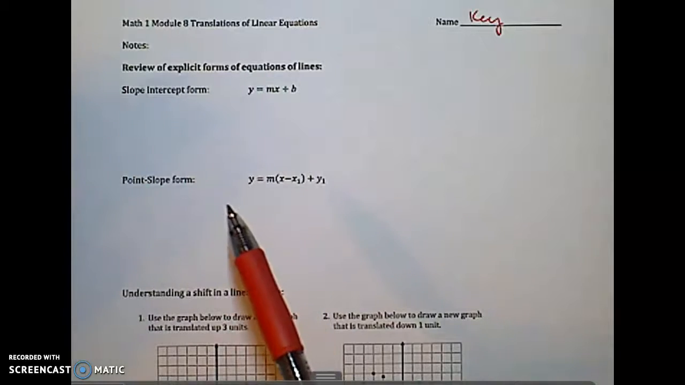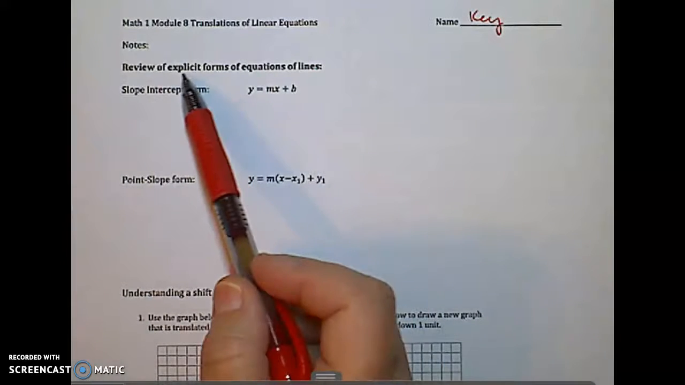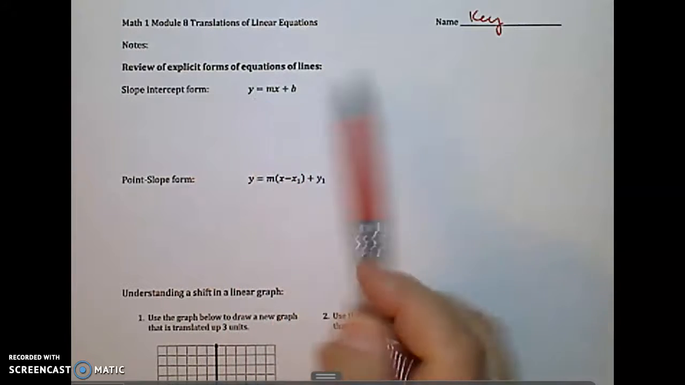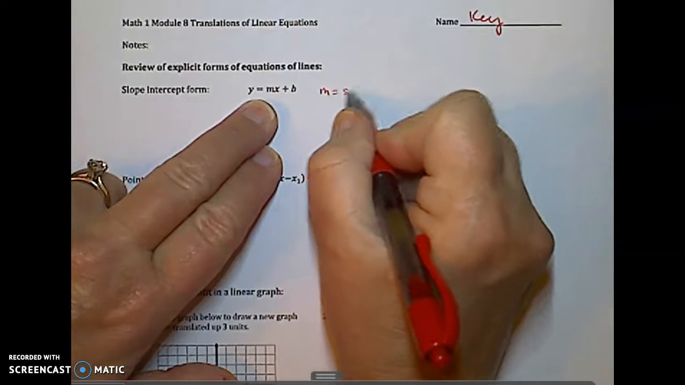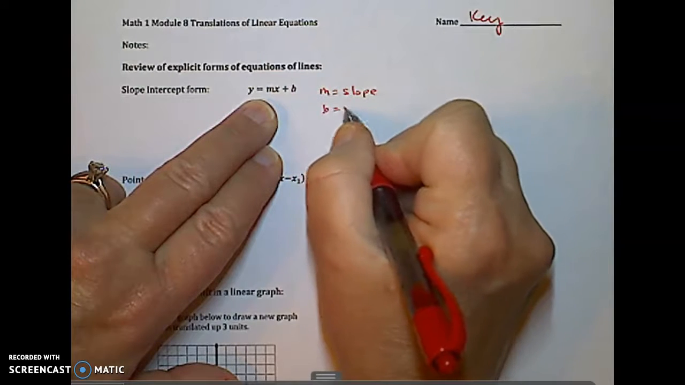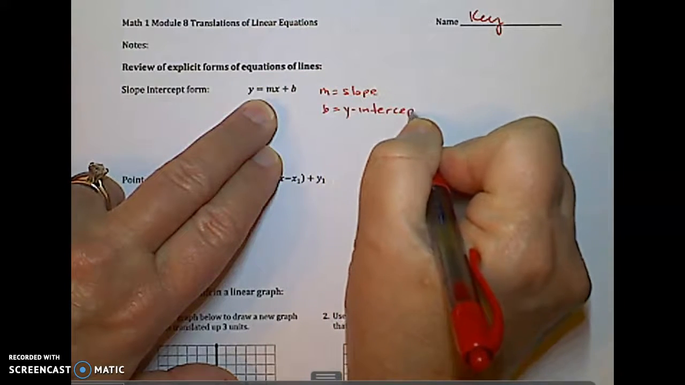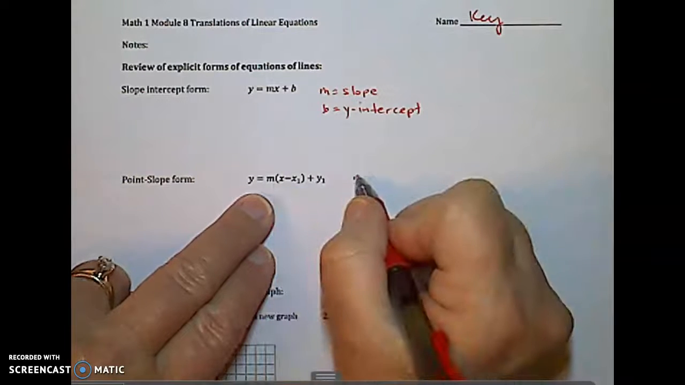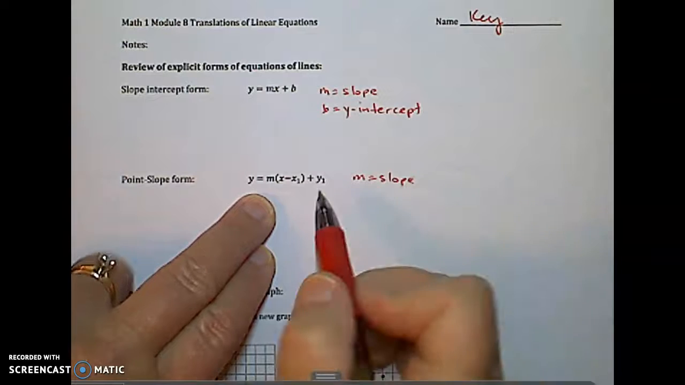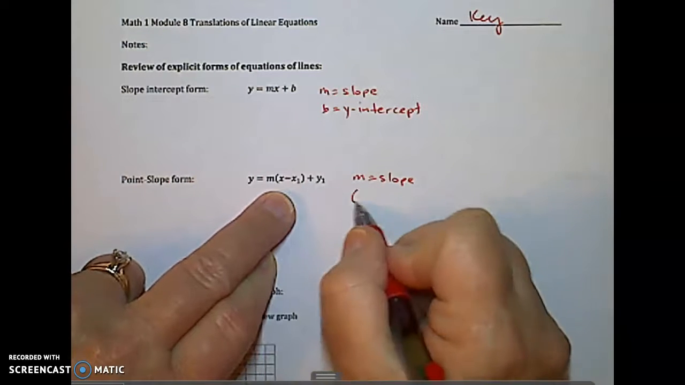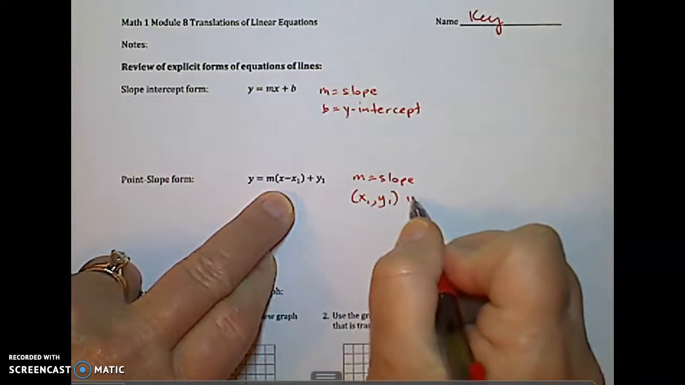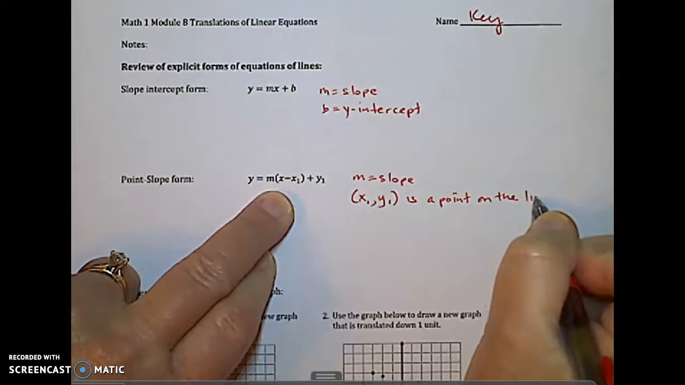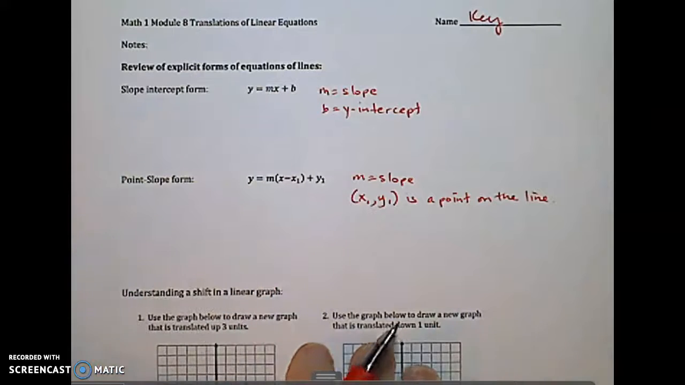We've used three. One of them was the recursive form, but the two explicit forms are the slope-intercept form, which is in this form, y equals mx plus b. If you recall, m equals the slope, and b stands for the y-intercept. We'll look at an example of that. The other form is point-slope form. Again, m is the slope, and then the other thing that we have is this x1, y1. x1, y1 is a point on the line, or on the graph. And I'll show you an example of that.